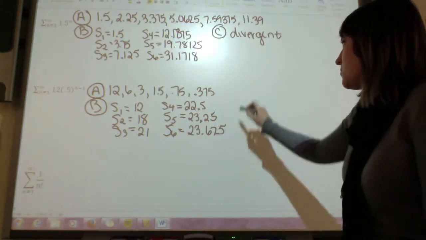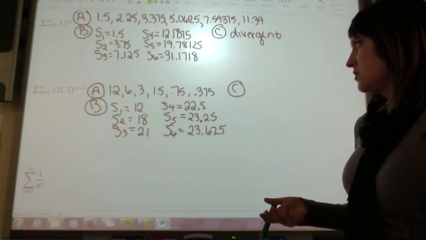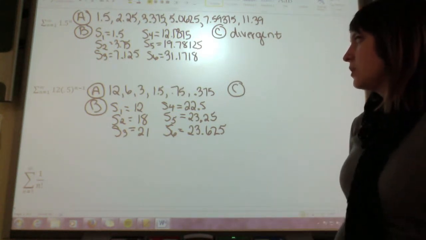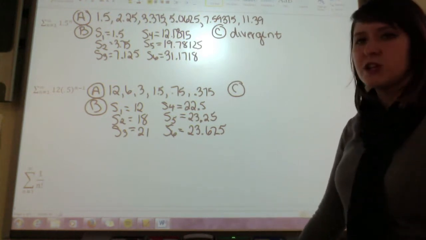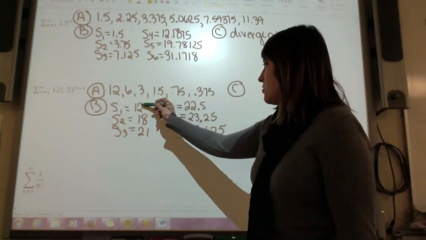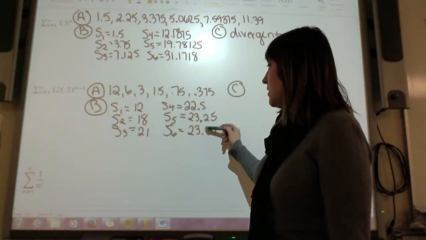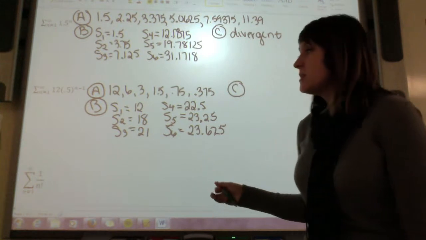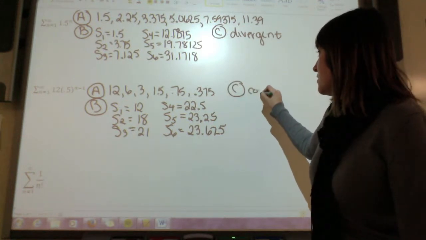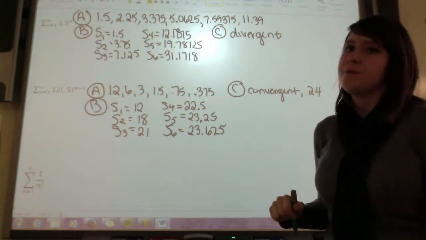Okay, so now looking at this problem, I need to think about, is this series converging or diverging? So does it look like it's just going to continue getting bigger and bigger without limit, or does it look like it's slowing down and approaching a number? Well, to me, it looks like it's slowing down and approaching a number, because I noticed that 12 to 18 was a big jump, 18 to 21 was smaller, and then a smaller jump and a smaller jump, and now this one here is a really small jump. That means I'm getting closer and closer to a certain number. And I'm going to guess that it's convergent, and that it converges to about 24.